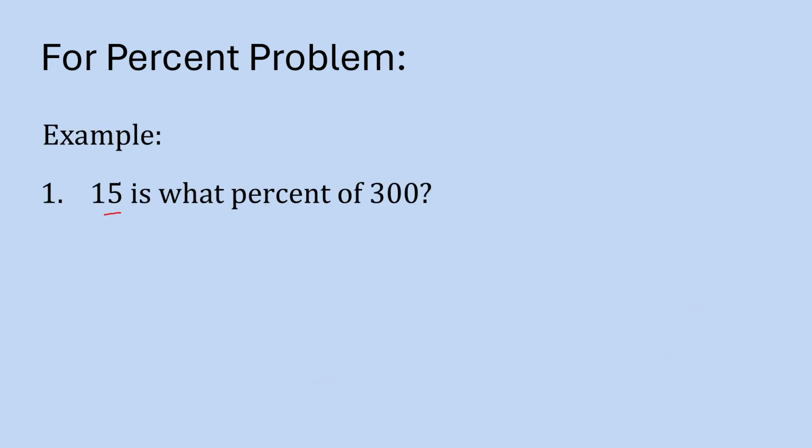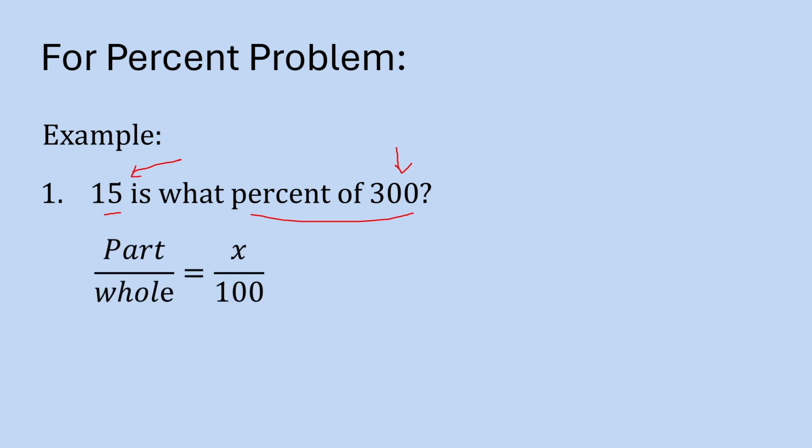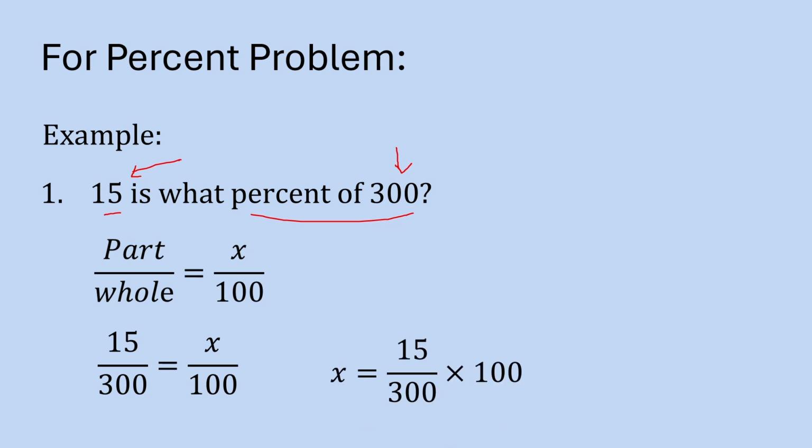Example, 15 is what percent of 300? Here in the formula, this is the whole number 300 and this is the part 15. Now we use the formula. So part divided by whole is equal to x divided by 100. So the part is 15 divided by 300 is equal to x divided by 100. Now we will multiply both sides by 100. So the equation will be x is equal to 15 divided by 300 multiplied by 100. This 100 will cancel here. So it will be 15 divided by 3. 3 times 5 is equal to 15. So 5%. So the answer is 5%.